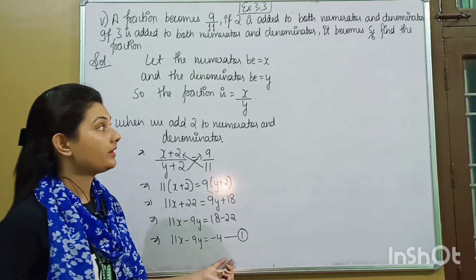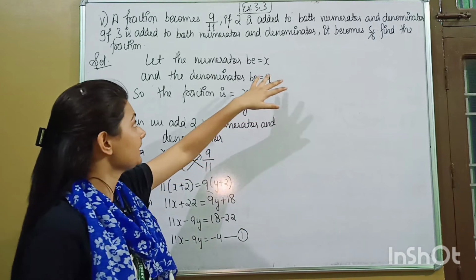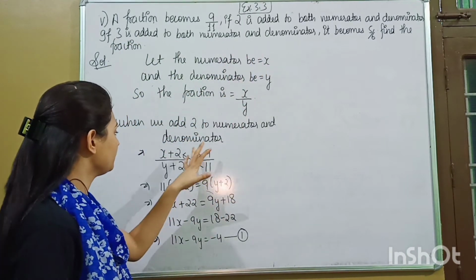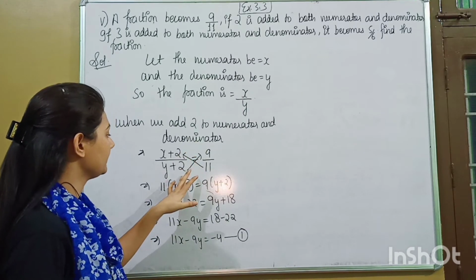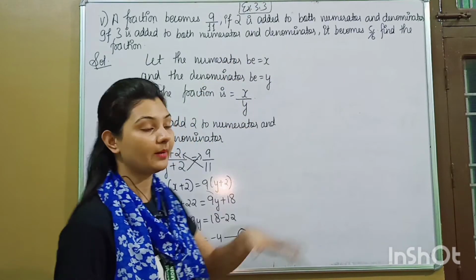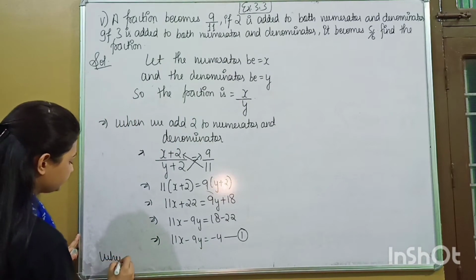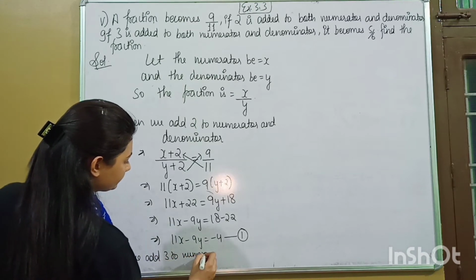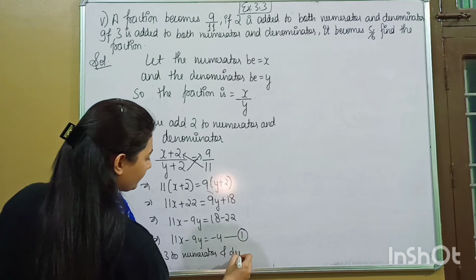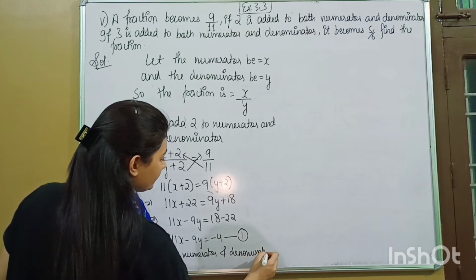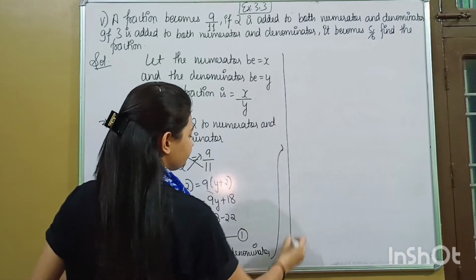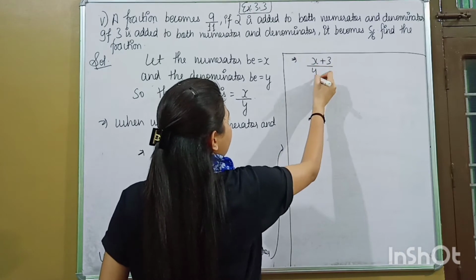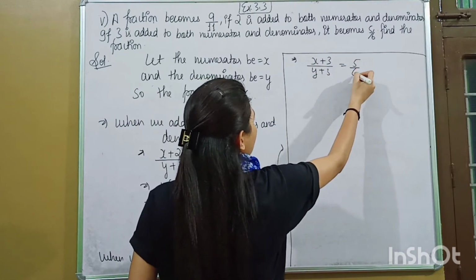Now next, moving towards the second equation, what is said next? If 3 is added to both numerator and denominator, now instead of 2, if we add 3 to both numerator and denominator, the fraction will be 5 by 6. So when we add 3 to numerator and denominator, it will be x plus 3 divided by y plus 3 is equal to 5 upon 6.